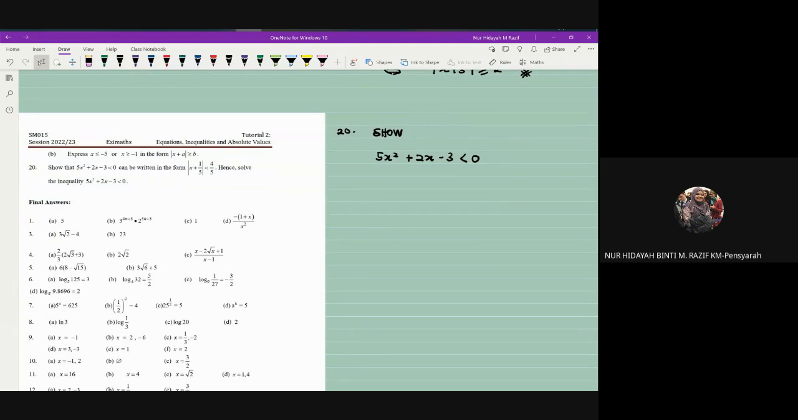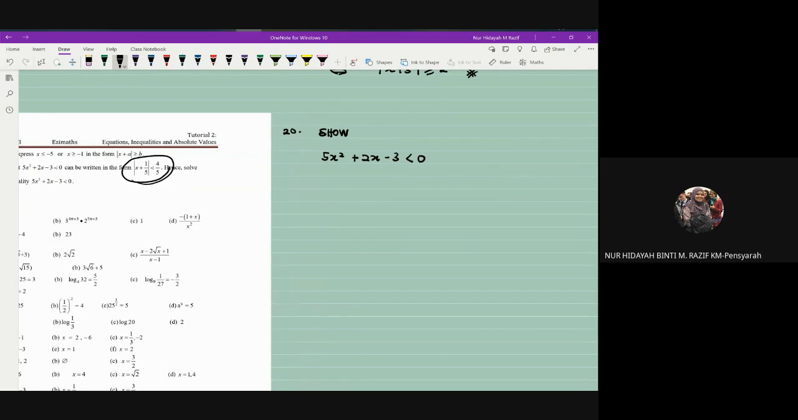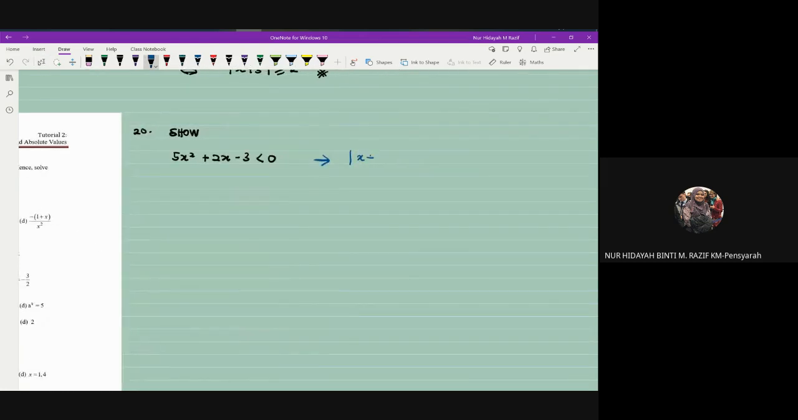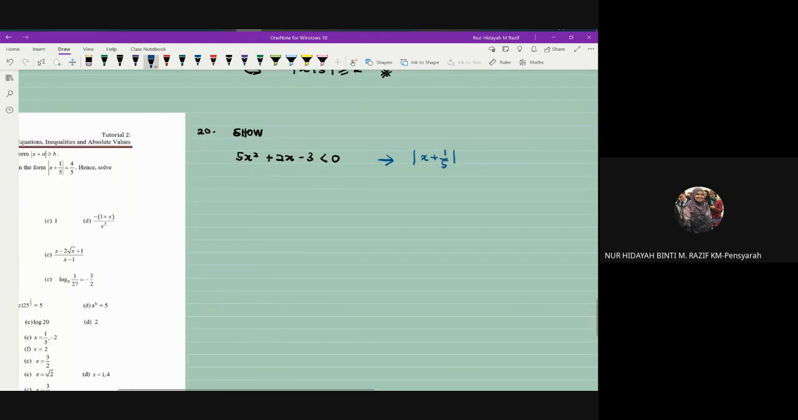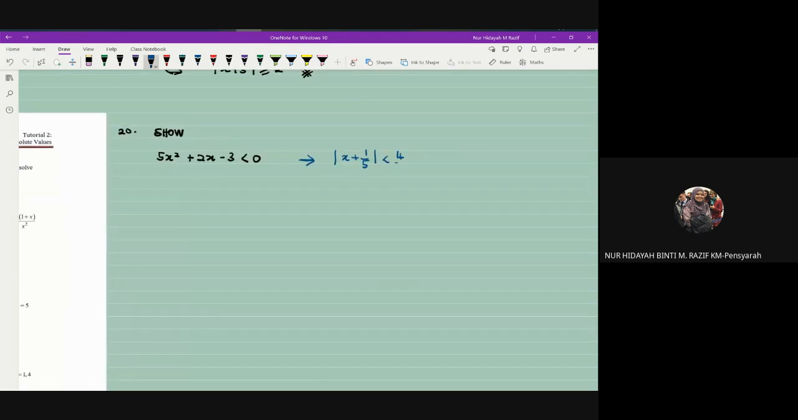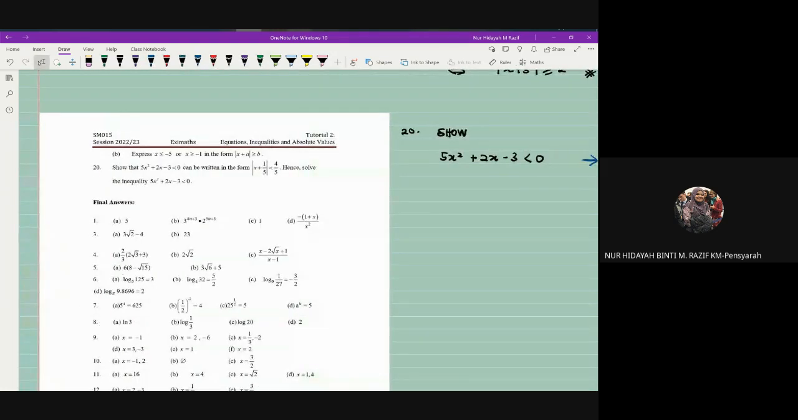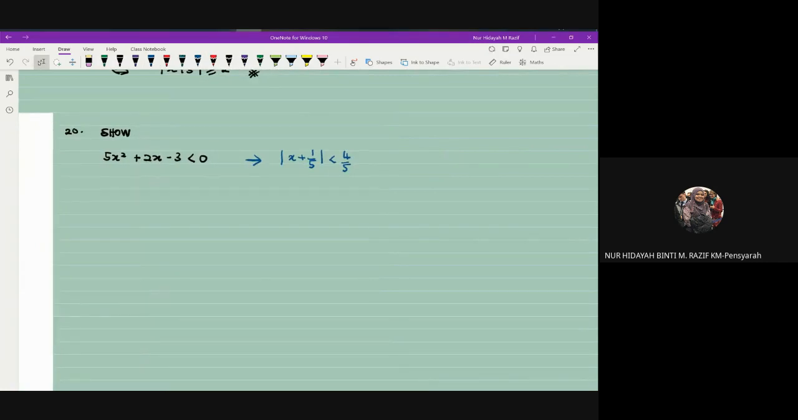So baca soalan dia kata show this quadratic inequality can be written in the form of ni. Dia nak kita tulis dalam bentuk macam ni. So macam mana kita nak tulis? Absolute value x plus 1 over 5 must be less than 4 over 5. Okay, so hence tu saya tinggal dulu. Untuk buat benda ni, bila dia minta awak tulis daripada quadratic inequality, mesti ada dalam bentuk macam ni.